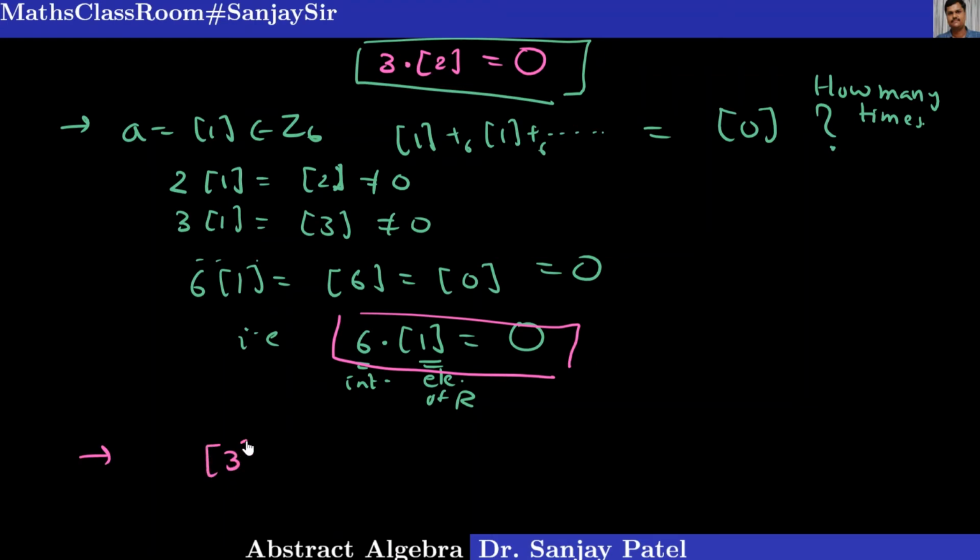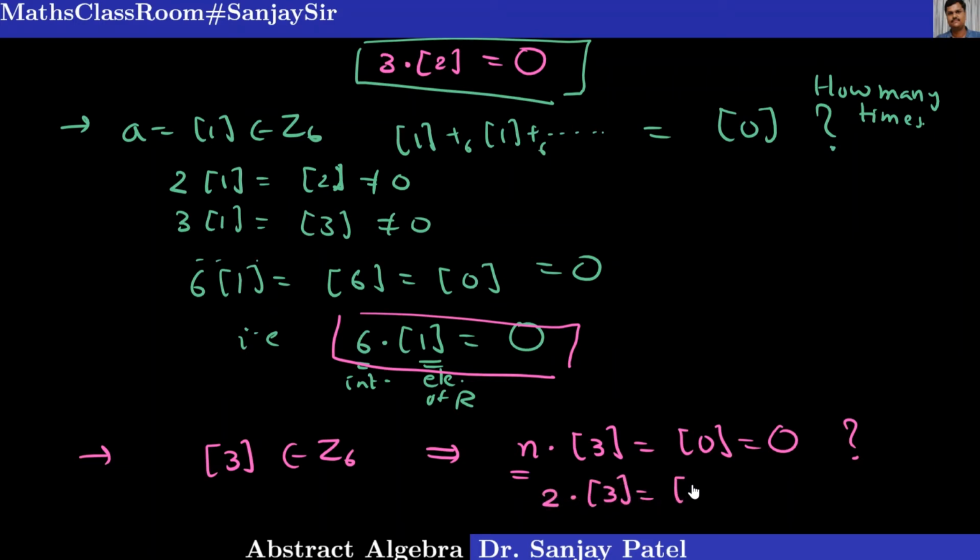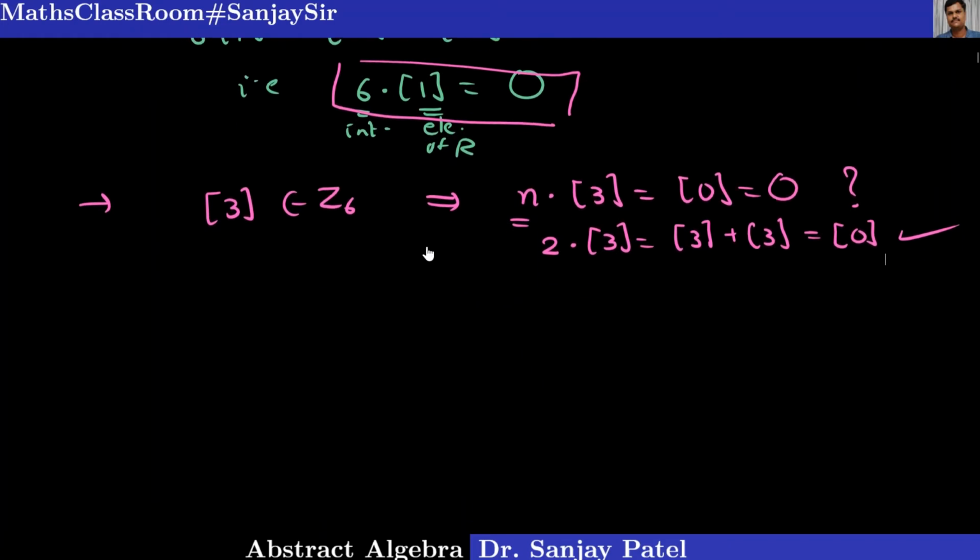If I take class 3 belonging to Z6, can you tell me what n is so that n times class 3 is equal to class 0, the zero element? It is very simple: just adding 3 with itself 2 times, 2 into 3, that is 3 plus 3, which is 6, and 6 is equal to 0, so we are through. In this case, the additive order of class 3 is 2. So this is also not fine.